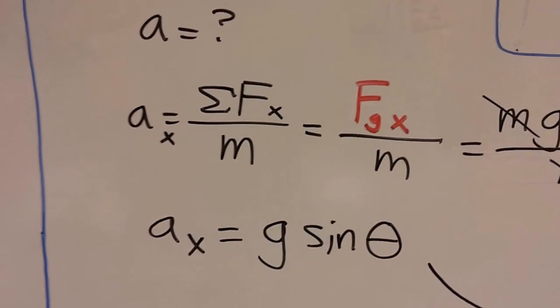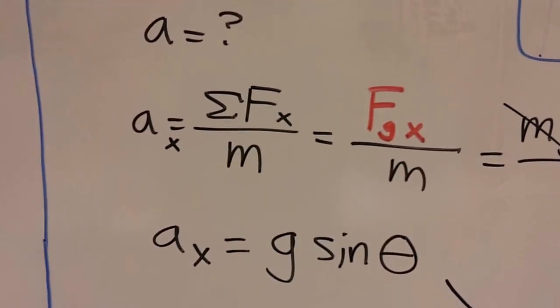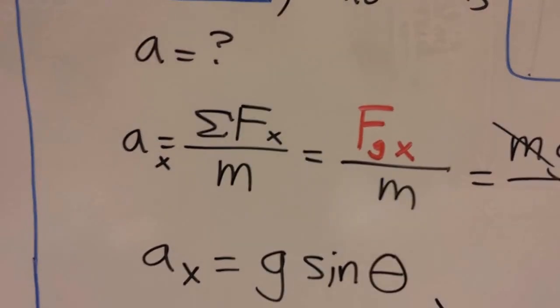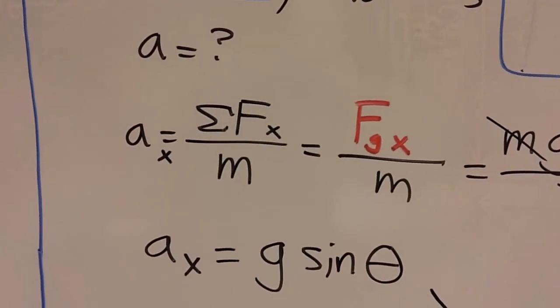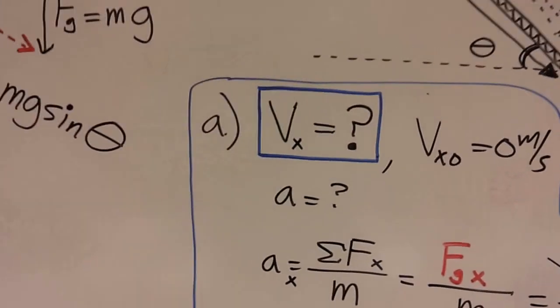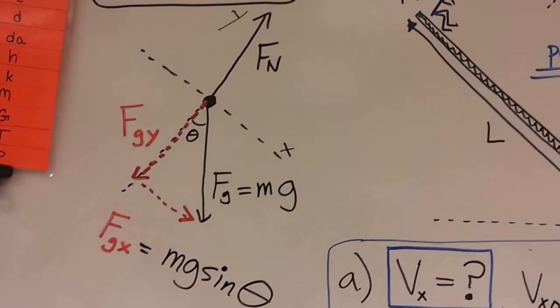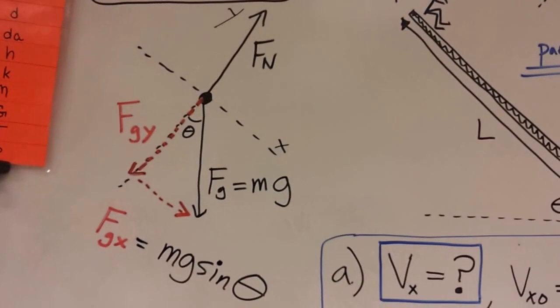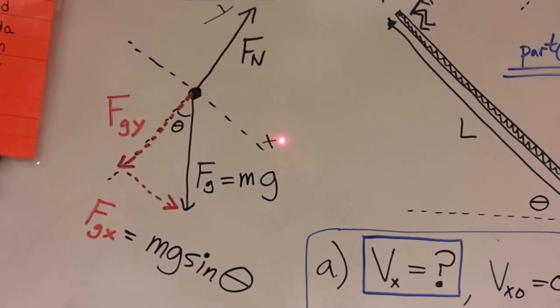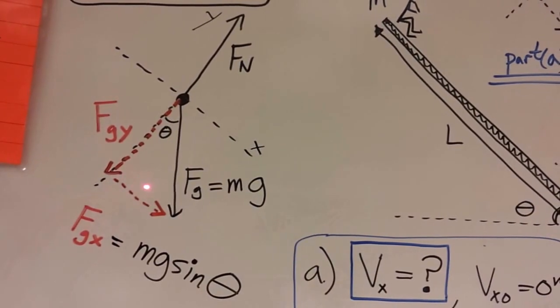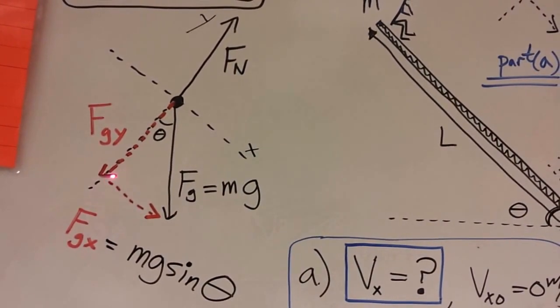Well, we know that from Newton's second law, the acceleration in a particular direction is equal to the sum of the forces in that direction divided by the object's mass. So let's go back to the force diagram and look at the forces involved. If the acceleration is in the x direction, the only force, or in this case component of a force, that's in that direction is the x component of gravity.